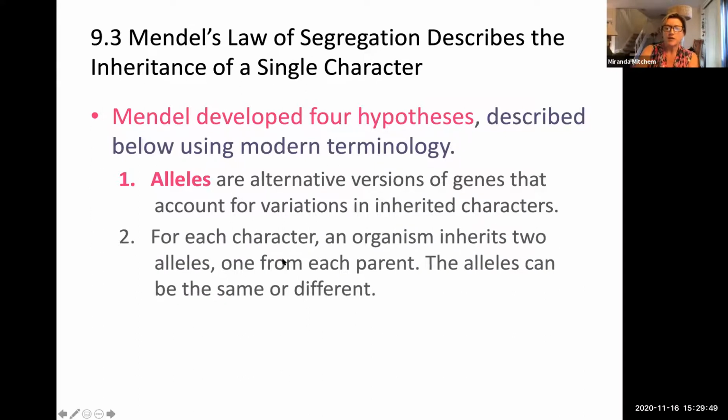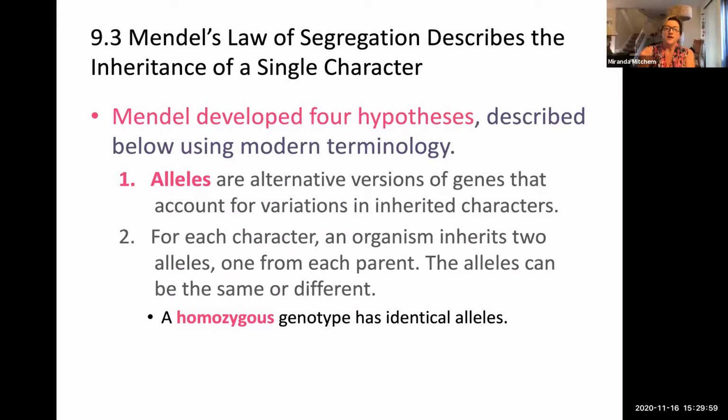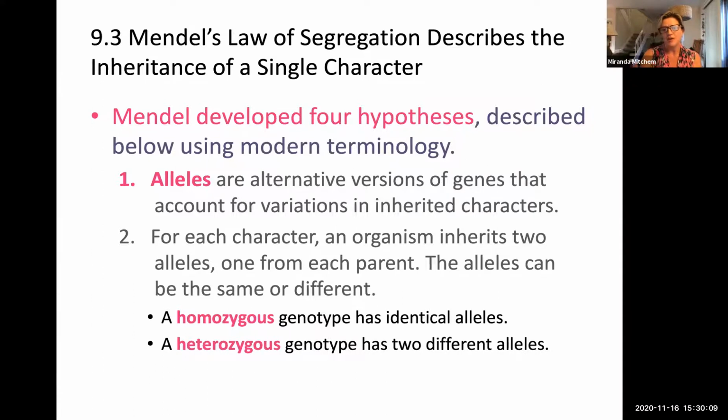For each character, the organism can only have at most two alleles, 1 from each parent. And again, they can be the same or they can be different. A homozygote has the same two alleles, so two big P's or two little p's. The heterozygote has a difference, big P and little p, using our example of the pea plants.